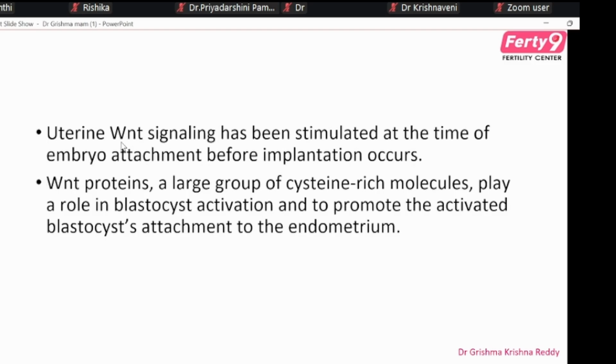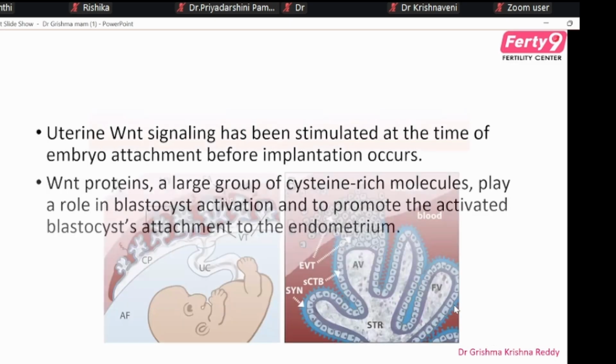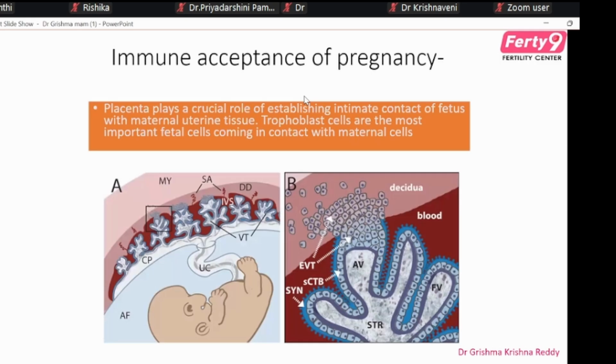And also this uterine WNT signaling is important at the time of embryo attachment. All these proteins, like cysteine-rich molecules, which are WNT proteins, play a role in implantation. So all these factors are playing a role. Then the mother's immune system also should accept the pregnancy. The placenta plays a crucial role in establishing intimate contact of the fetus with maternal uterine tissue.